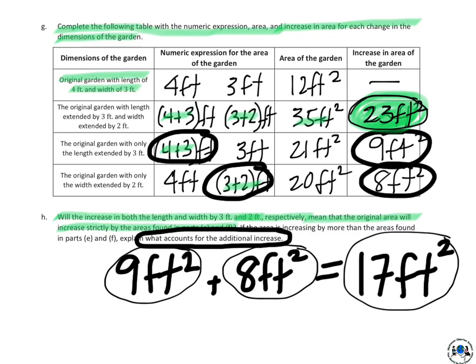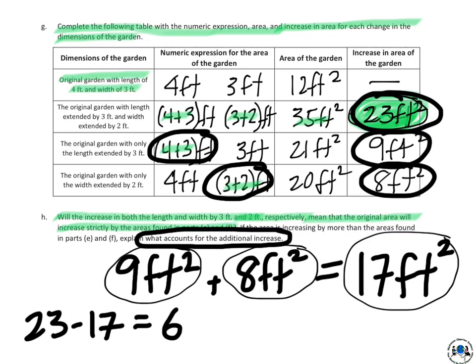I want you to think about that and notice the difference, a good place to start: 23 minus 17 equals 6. So think in terms of the 6 square feet of difference between the increase of both together and each separately. Go ahead and mull that over, jot some thoughts down, maybe take a look at your diagram, and come on back.